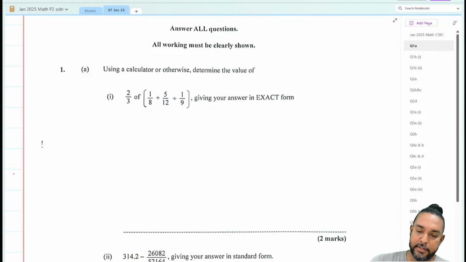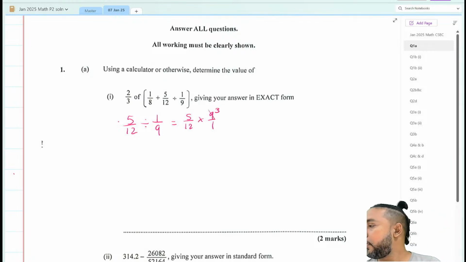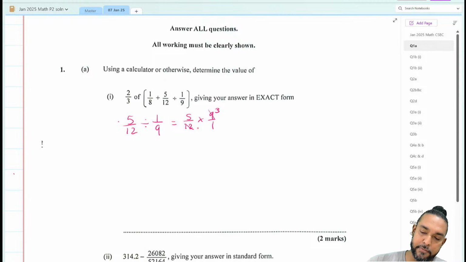So let's do the 5/12 divided by the 1/9 first, step by step. Apologies for the scrappiness of the writing. When you're dividing fractions, the protocol is to invert the divisor. Change divide to multiply and invert your divisor, right? So 3 could go into 9 3 times, and 3 could go into 12 4 times. Now, when you're multiplying fractions, you multiply numerators together. 5 by 3 gives us 15, and 4 by 1 gives us 4.